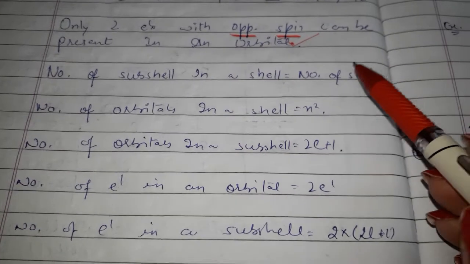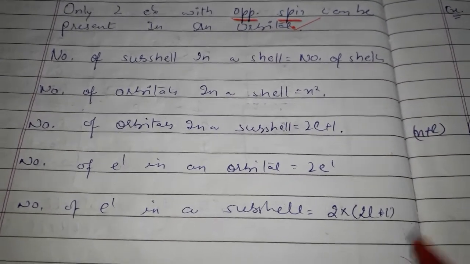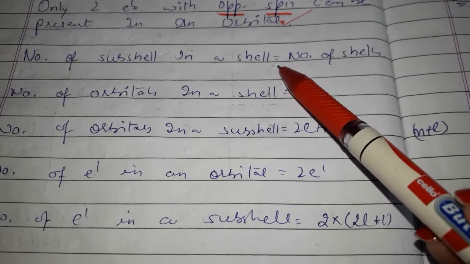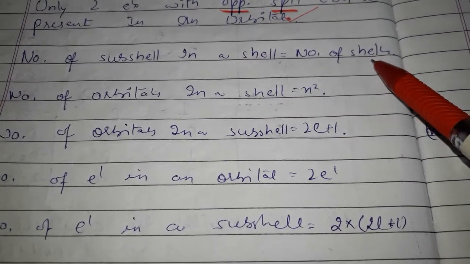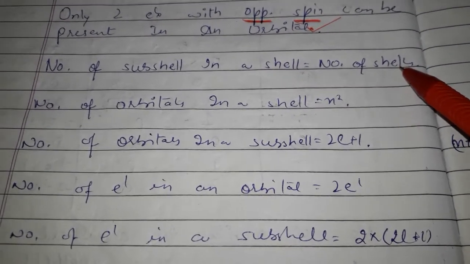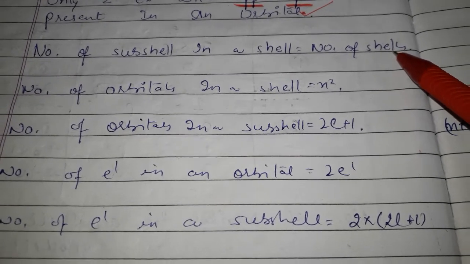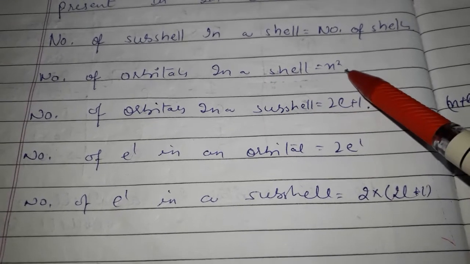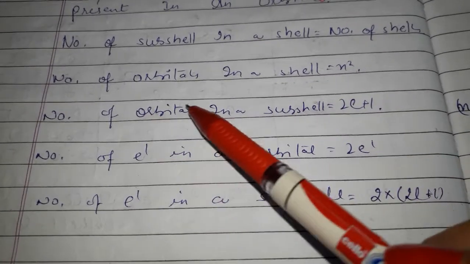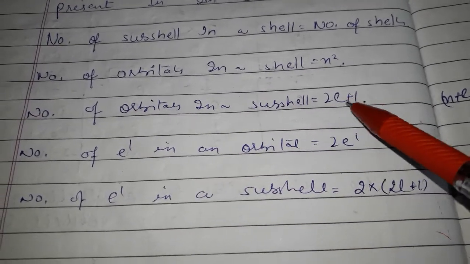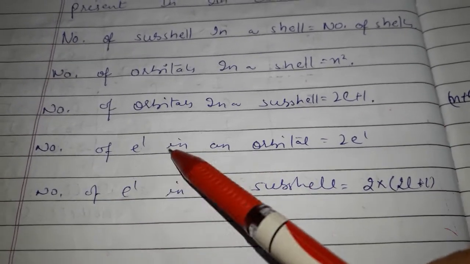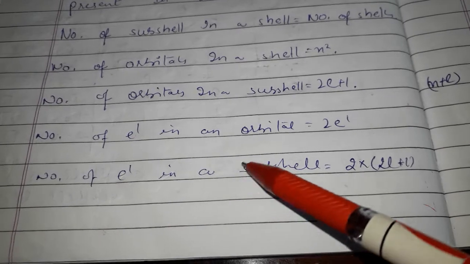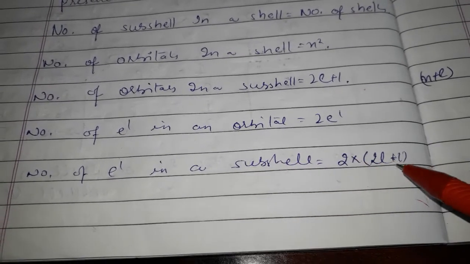Now these are the formulas which are summarized. The number of subshells in a shell will be equal to the number of the shell. We have done it in the previous video, in the quantum numbers video. The number of orbitals in a shell will be n square. The number of orbitals in a subshell will be 2l plus 1. The number of electrons in an orbital will be 2. The number of electrons in a subshell will be 2 into (2l plus 1).